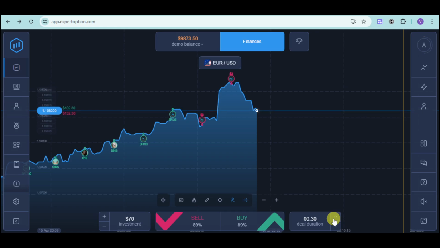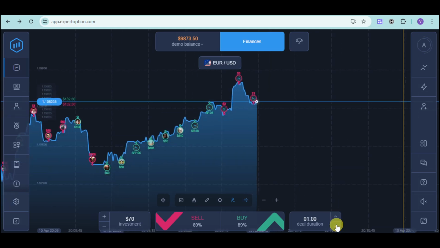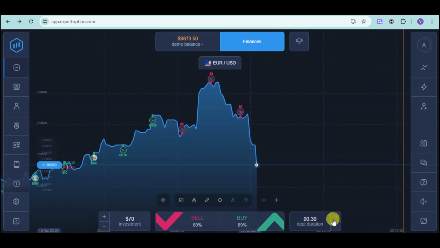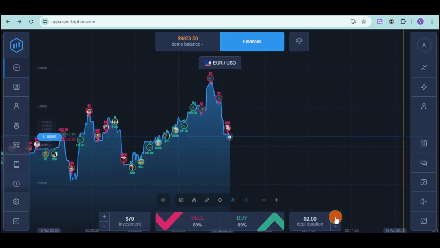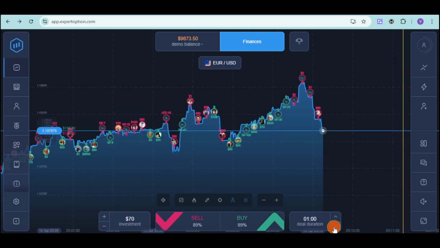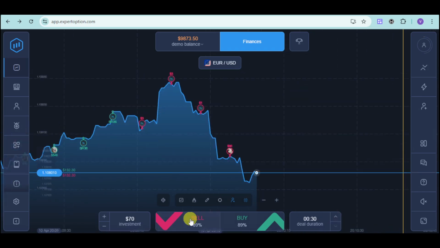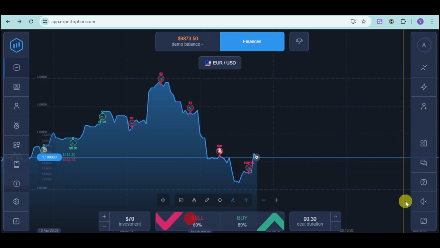the deal duration. We can increase it in increments of 30 seconds. The lowest is 30, while the highest is 1 minute. Or you can also increase it according to your liking. So for this one, I'll just choose 30 seconds, and choosing here between selling and buying.